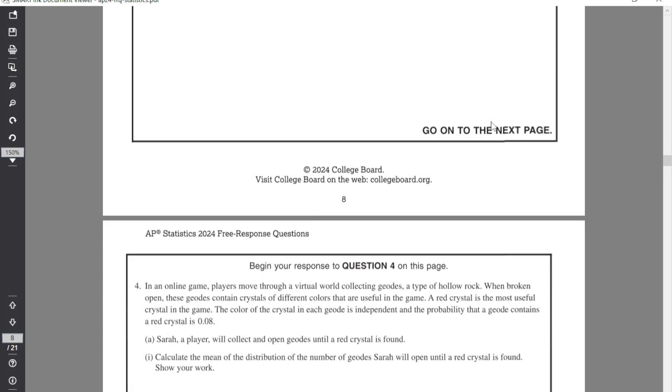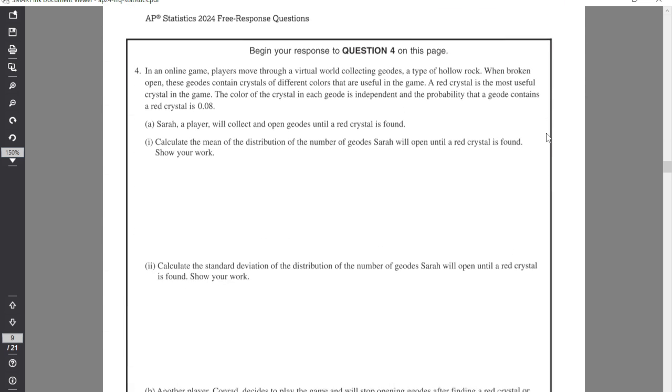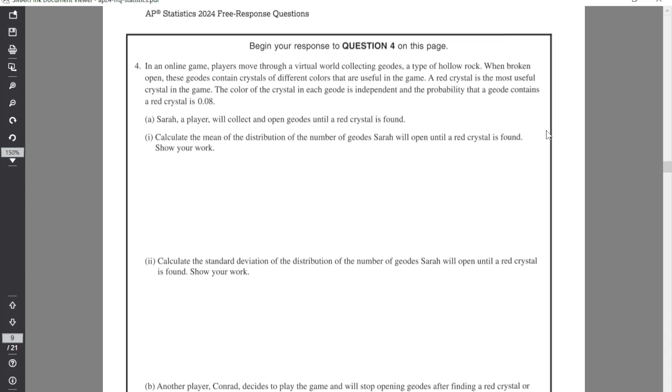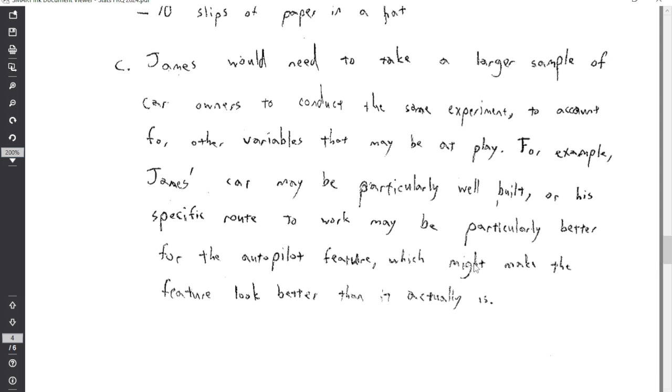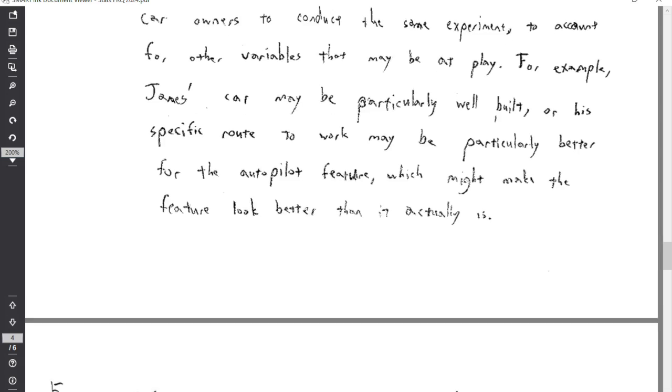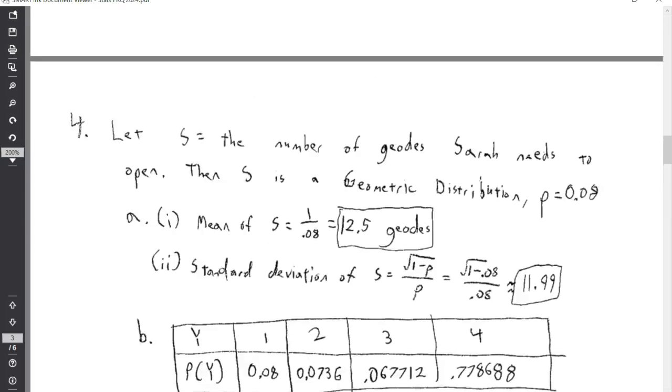On to question 4. Question 4 is your question that's focused on probability, and focused in this case on geometric distributions. So we are opening geodes until a red crystal is found, and each outcome is independent, so the probability stays the same of 0.08 every single time. So I started by going ahead and phrasing and saying what distribution this had.